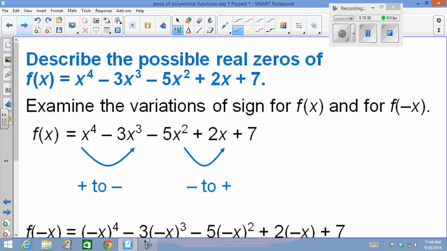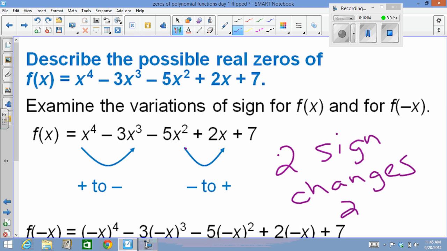So here's an example of Descartes' rule of sign. Here are my original problems. And I can see that as I go from x to the 4th to x to the 3rd, that is a sign change because it's positive to negative. And then if I go x to the 3rd to x squared, it still stays negative, so it's not a sign change. And then if I go from negative x squared to positive 2x, that's a sign change. And then from positive 2x to 7, it's not a sign change. So that means there are 2 sign changes. If there are 2 sign changes, that means that there are either 2 or 0 positive real solutions.